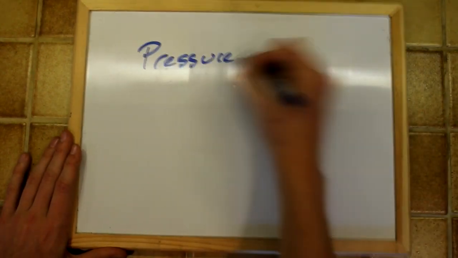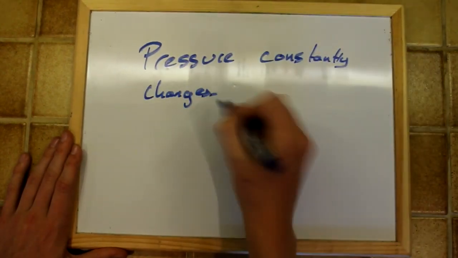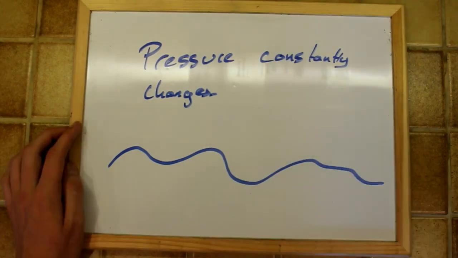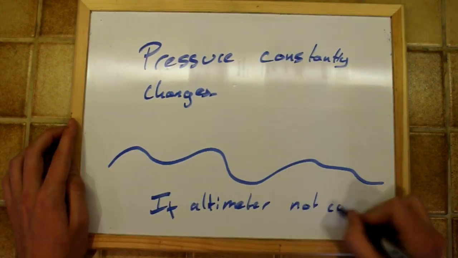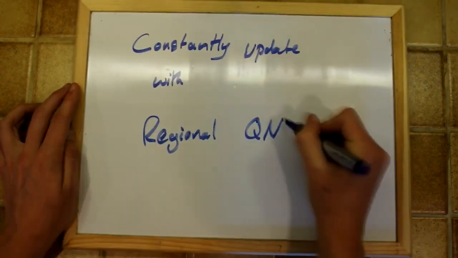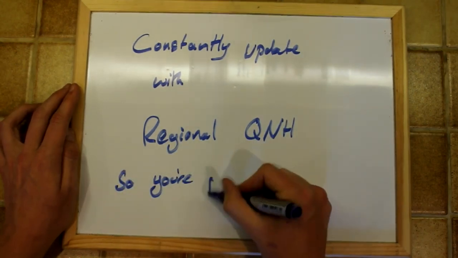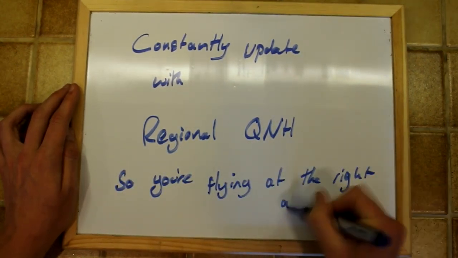Since the outside actual pressure is constantly changing, if you do not periodically update your altimeter with the correct QNH, your altitude profile will fluctuate, which is dangerous as you can drop below your minimum safe altitude, or conflict with other traffic, so be sure to update.